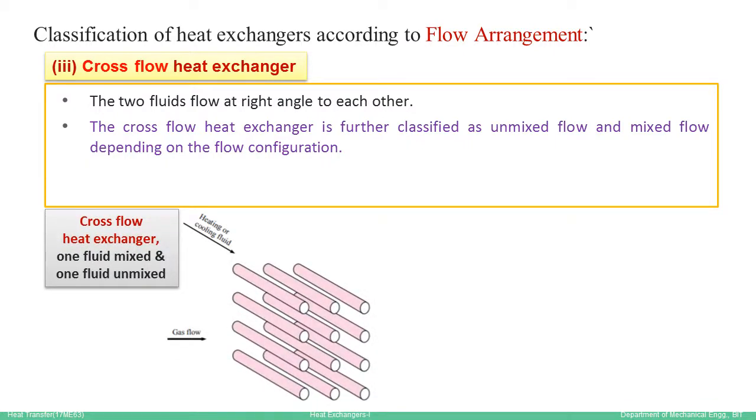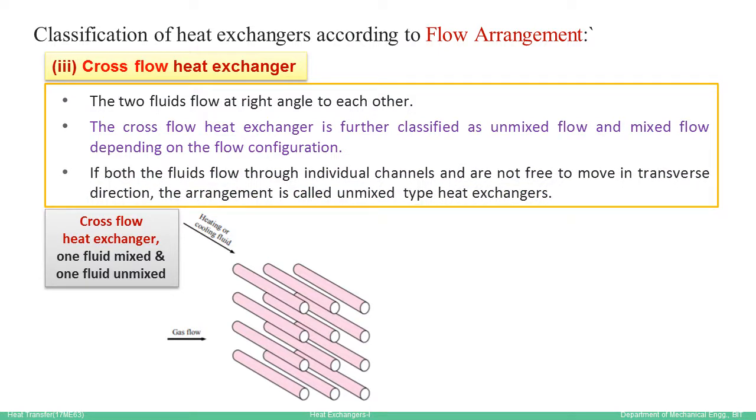One such configuration is this, wherein one fluid is mixed. You can see in the sketch, the gas is mixed. There is no separate passage for gas flow. Whereas there is another fluid which is completely unmixed. They are separated out. As you can see, that flows through different pipes, and there is no chance of mixing between the pipes there. So this case is a cross flow heat exchanger, one fluid mixed and another fluid unmixed.